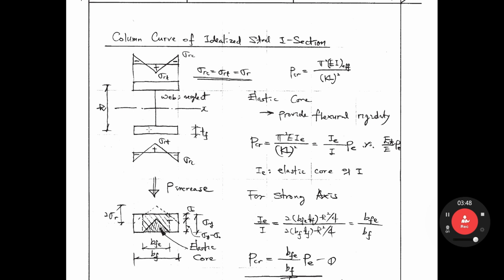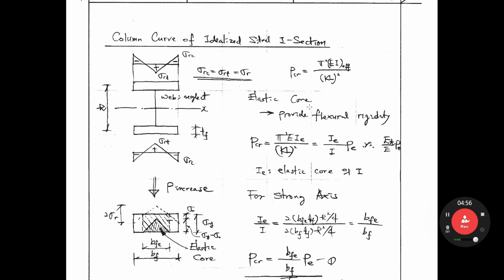As you know, in this flange, we have residual stresses, right? Due to uneven cooling. So sigma RC means compressive residual stresses. Sigma RT is tensile residual stresses. These residual stresses are self-balanced stresses. Okay? So sigma RC and sigma RT, the magnitudes of those are equal to sigma R. We have another residual stress here at this flange.